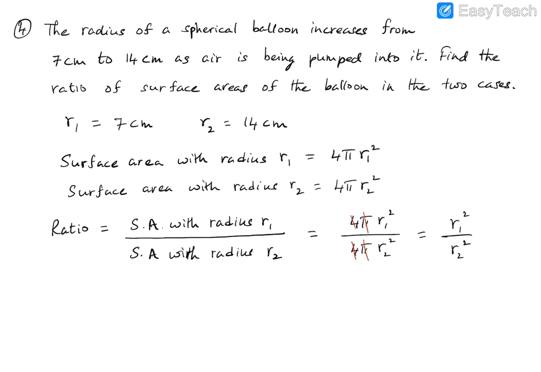So we know R1 is 7 centimeters, so that will be 7 square, which is nothing but 7 into 7, divided by R2, which is given as 14 centimeters, so that will be 14 into 14, and we can simplify this. So the 7 will go here 2 times, so 7 goes here 1 time, and this 7 1 here and 2 here.